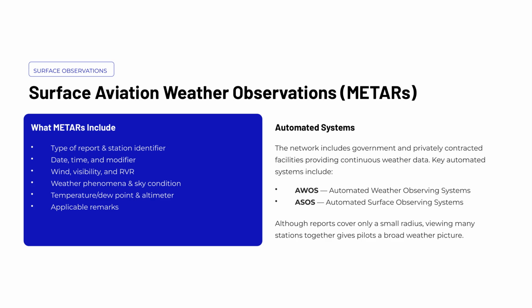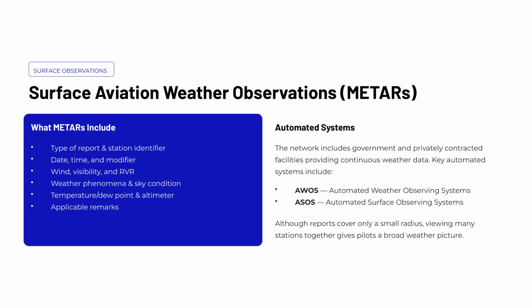Surface aviation weather observations, known as METARs, are one of the most fundamental weather products available to pilots. These reports provide a standardized snapshot of weather conditions at a specific location and time, and knowing how to read them accurately is an essential skill for any aviator. A complete METAR contains several key elements. It identifies the type of report and the station, along with the date and time of the observation. It reports wind direction and speed, prevailing visibility, and runway visual range when applicable.